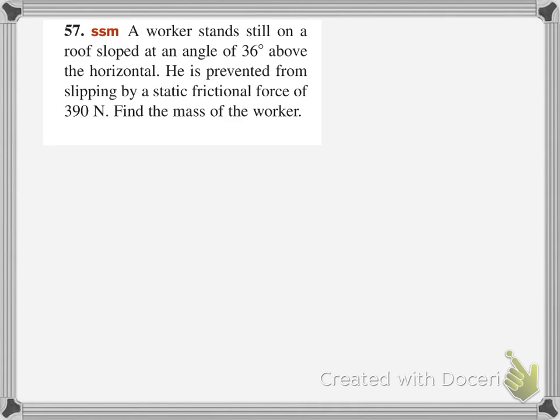A worker stands still on the roof with a sloped angle of 36 degrees above the horizontal. He is prevented from slipping by a static frictional force of 390 newtons. Find the mass of the worker. Now, the hard part about this problem is drawing your free body diagram. So let's start with pointing.